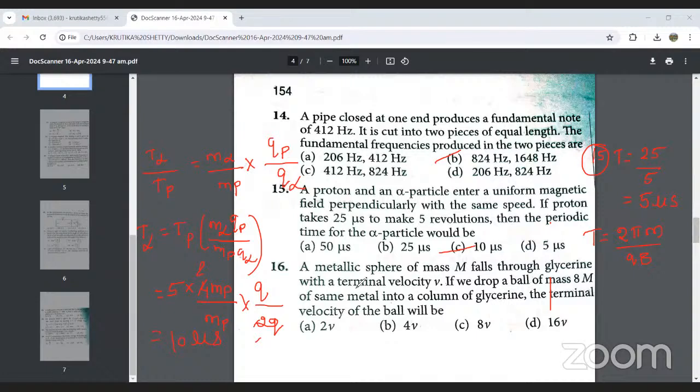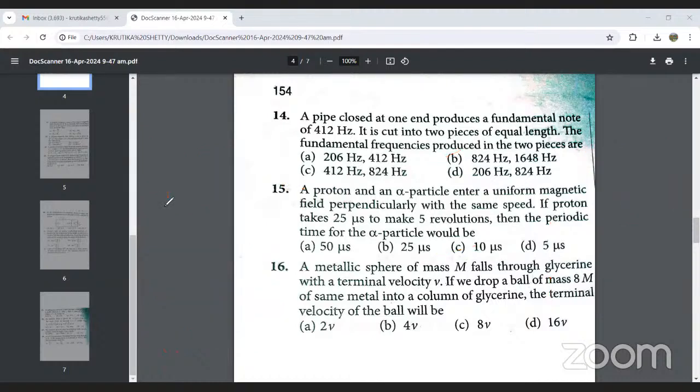A metallic sphere of mass m falls through glycerin with a terminal velocity v. Okay, the terminal velocity is given as v and the mass is given as m. If we drop a ball of mass 8m of the same metal into the column of glycerin, the terminal velocity of the ball will be. So this is based on the mechanical properties of fluids. How to do this?